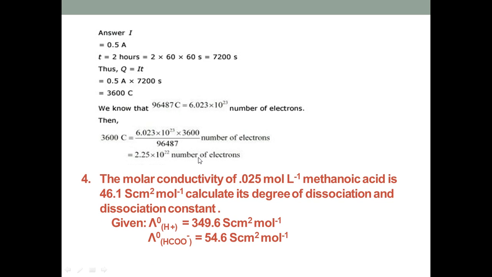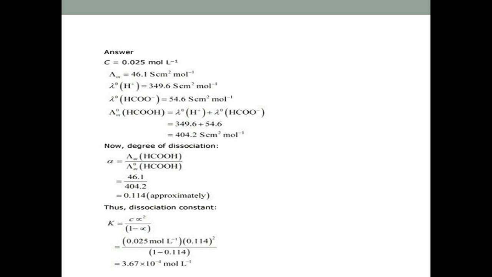Come to the next, question number 4. This is all about degree of dissociation and dissociation constant. I have also provided the solution for this. Have a look at that. If you have some difficulty, you can ask.